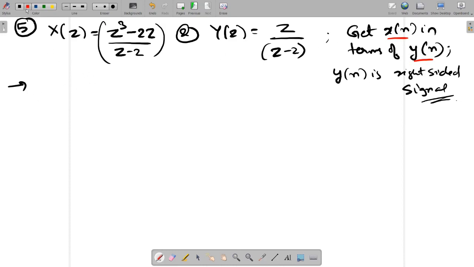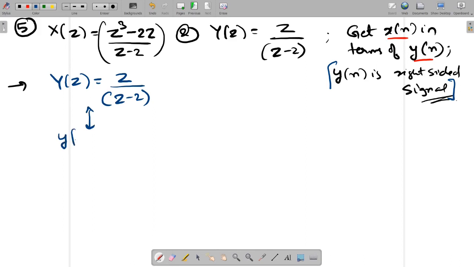How do I find y of n? What is given to me? Y of z is given to me as z upon z minus 2, and they have said that y of n is a right sided signal. So that is a clue. What is y of n therefore? A raised to n, what is a? 2. 2 raised to n u of n. Why is it not u of minus n minus 1? Because it is given that it is right sided. Therefore, y of n is 2 raised to n u of n. This is my first result.